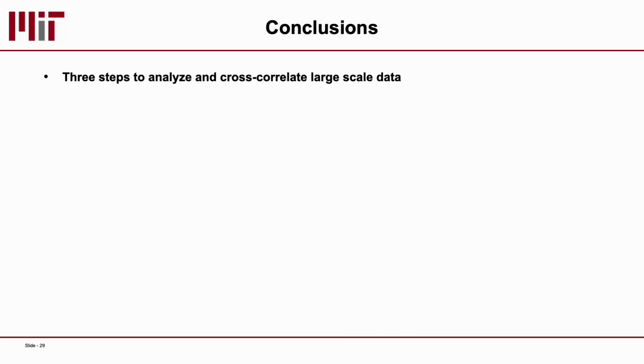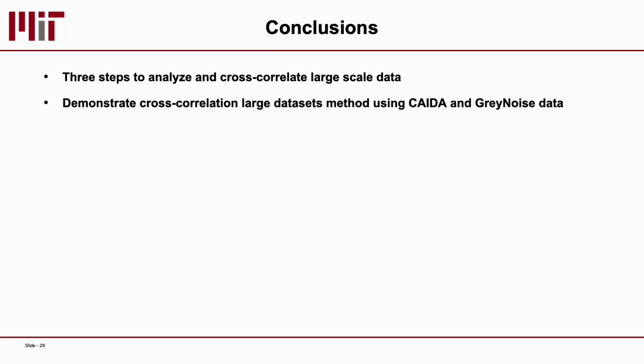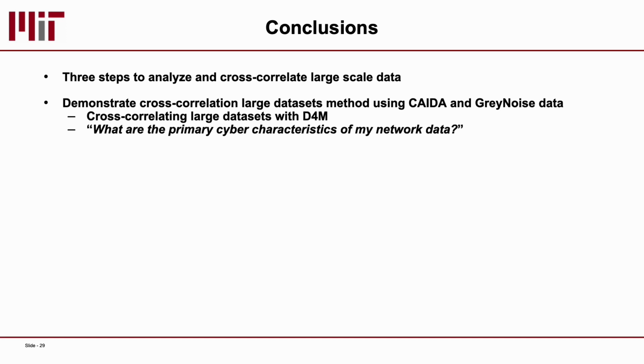This tutorial went over 3 main steps to analyze and cross-correlate large-scale data using Deform and Python. We used 2 large data sets, CIDA and gray noise, to demonstrate the methods. The main characteristics of our network data, traffic observed by cross-correlation, provides insight into the question, what are the primary cyber characteristics of my network data?